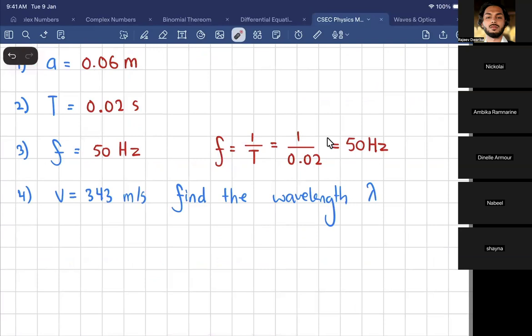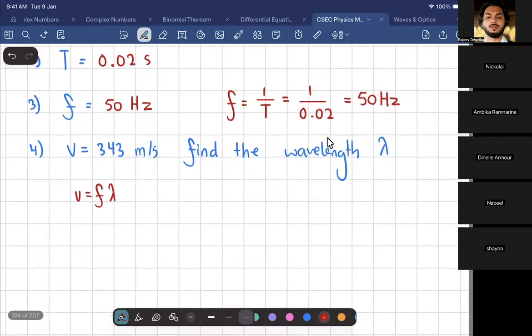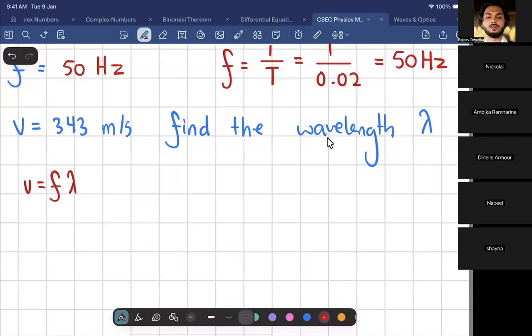So if v is equal to 343 meters per second, find the wavelength. Are there any formulas that you know that involve v and lambda? And you just found frequency, so maybe that might be a hint. v is equal to frequency times lambda. Right? And they want us to find wavelength. If we want to find wavelength, we need to make that the subject of the formula. So what are you thinking to do? It'll be lambda is equal to v over frequency.